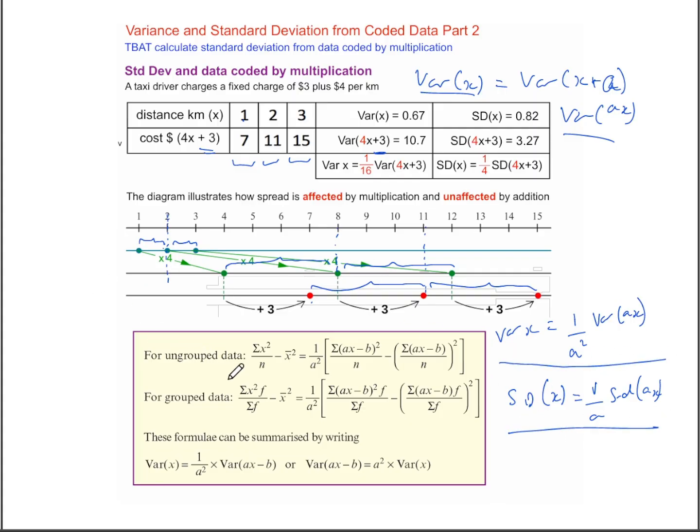For general ungrouped data, your variance of x, which we said was the mean of the squares minus the square of the mean, is equal to 1 over a squared times the mean of the squares minus the square of the mean of that coded data, where a is the constant that's multiplied to the original set x to give you that coded data when it comes to multiplication. For grouped data, it's a similar thing, where the only difference here is that our x will be our estimate, between and the middle point of the class.